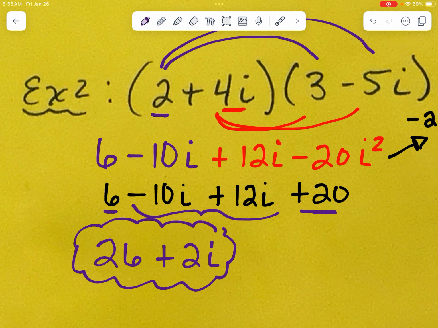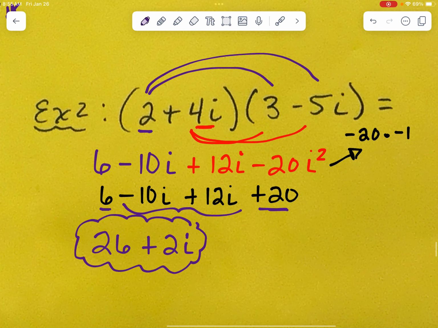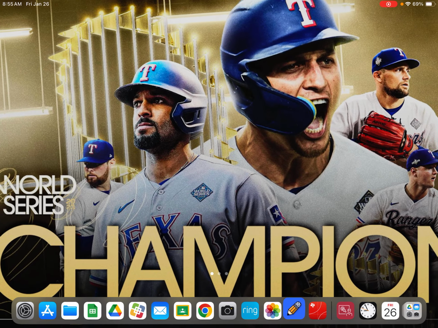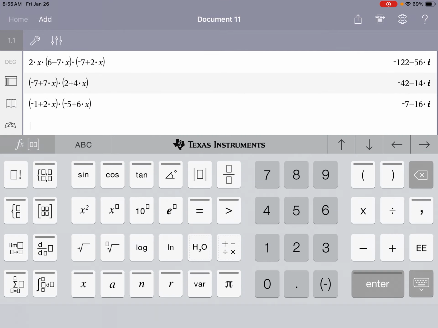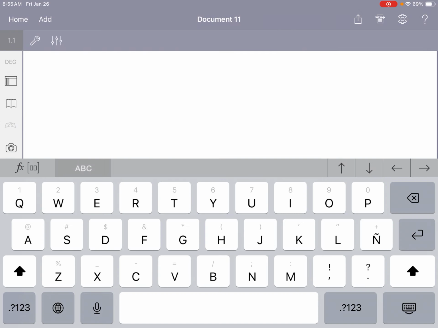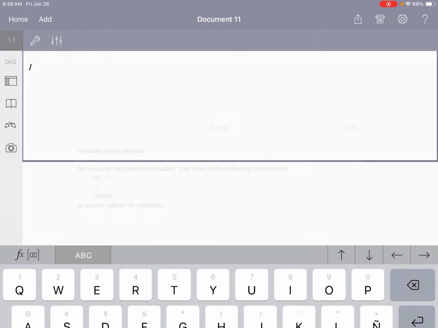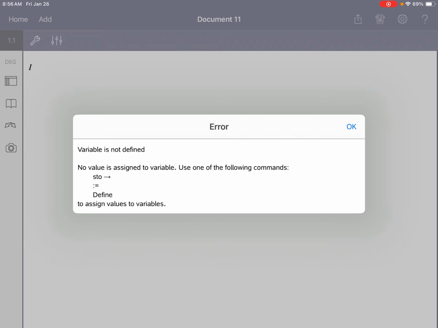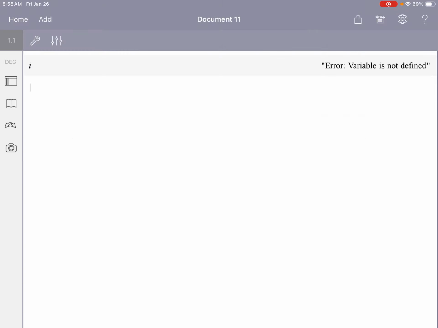Now you can use the calculator for this. I want to show you how you can use the calculator and find the imaginary i, not the letter i, because the letter i is a variable. We want to use the imaginary i. I'm going to open up TI Nspire here. Go to New Calculator. And do not use any variables here on the keyboard. Do not use this letter i. If I use this letter i and I press enter, I'm going to get an error because it says that's a variable. Well, we don't want to use i as a variable. We want to use imaginary i.